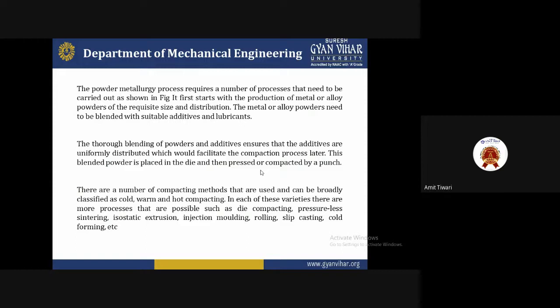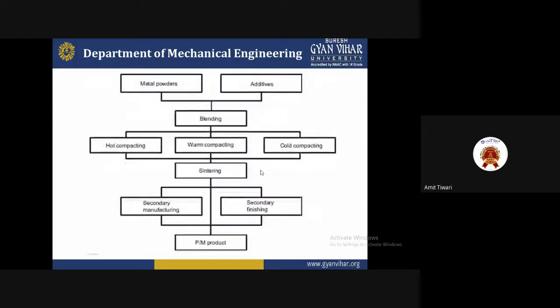So tell me what you learned from that. That is to be a part of the industry. So as we have the idea, that is metal powder, additives, blending, hot compaction, warm compaction, cold compaction, sintering manufacturing, sintering, finishing, and product manufacturing. These are some fundamentals. Then secondary operations, one is sizing, and second one is finishing the product.